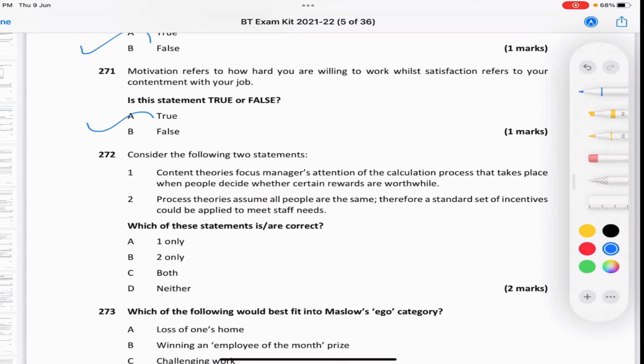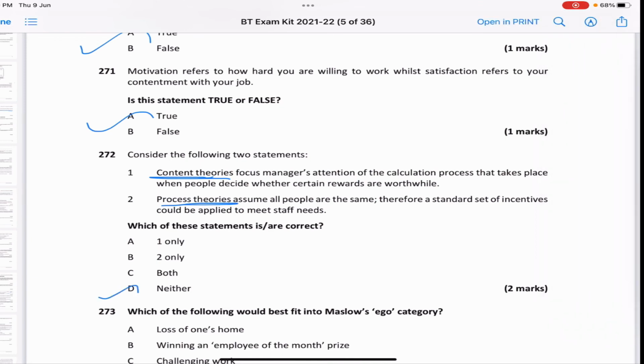Consider the following statements. Content theory's focus manages attention of the calculation process that takes place when people decide whether certain rewards are worthwhile. Process theories assume all people are the same, therefore, a standard set of incentives could be applied to meet the staff. Okay, so now this is something which is like the opposite. This is process theory and this is content theory. Content theory assumes that all people are the same, whereas process theory assumes that everybody is different. So, neither of them are correct.